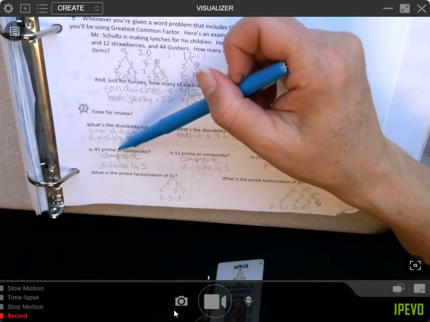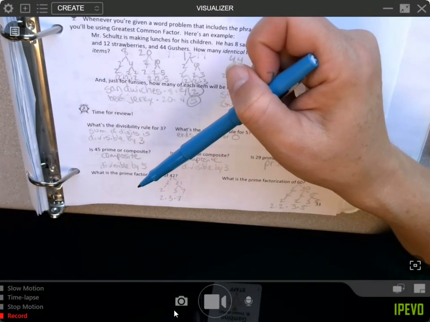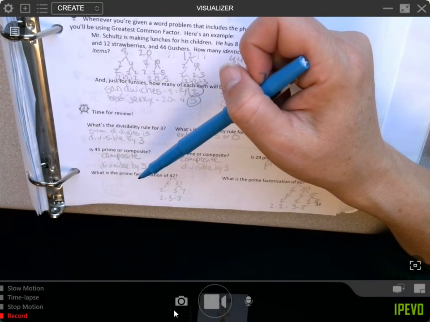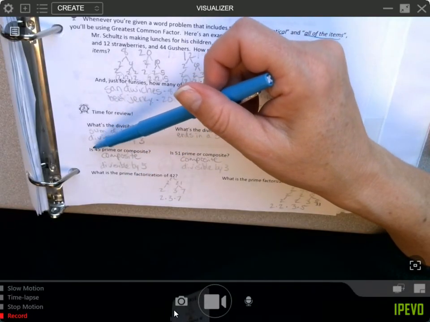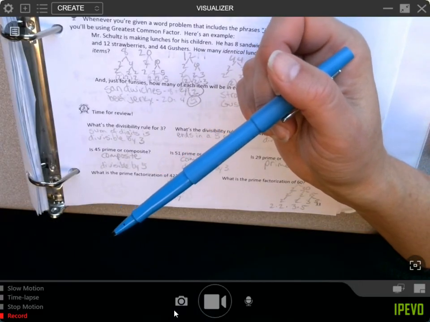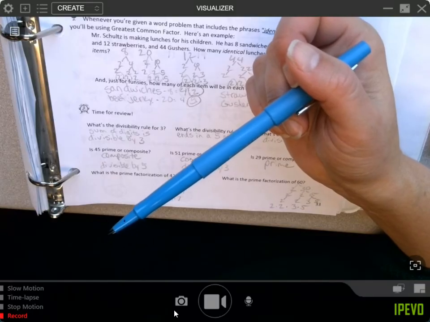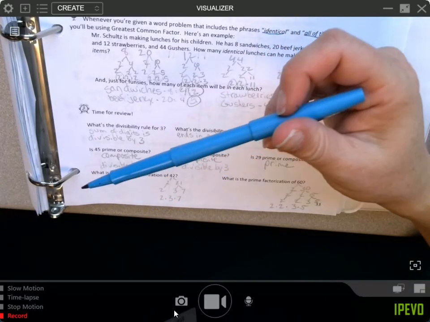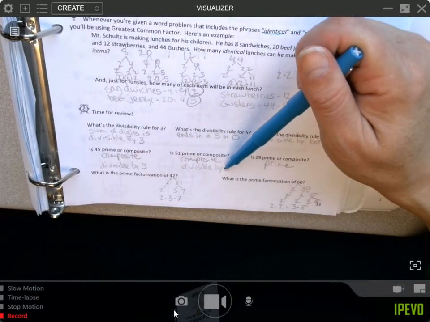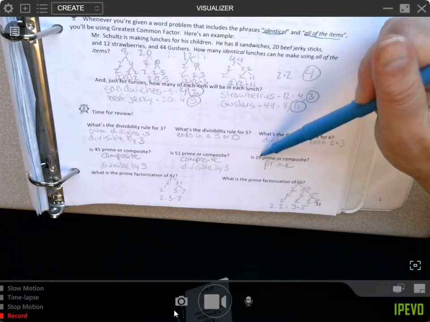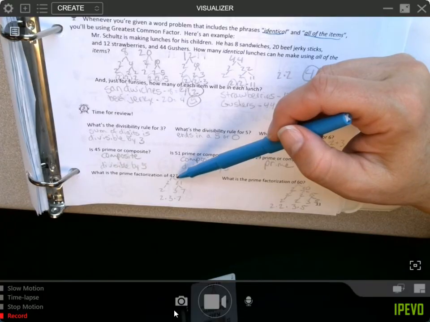Is 45 a prime or composite? It's composite. It's divisible by 5 and 9 and 3 and 15. It's divisible by lots of numbers. Yes? And honestly, it just asked, is it prime or composite? You only had to put prime or composite. I went above and put why it's composite, but you only had to put prime or composite. 51 is composite. It's divisible by that 3. 29 is a prime.